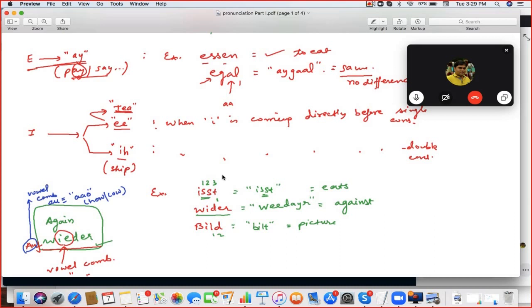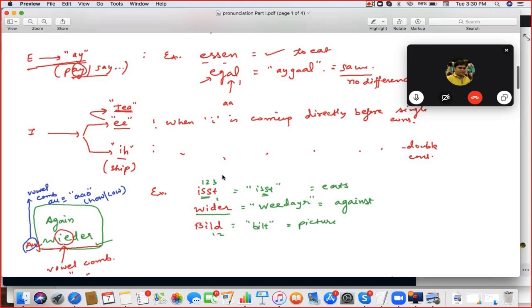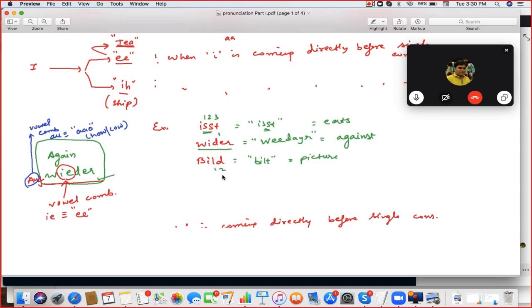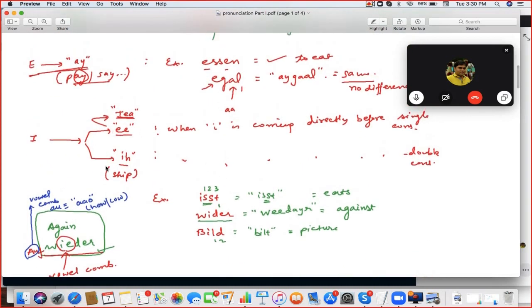So speak the examples: ist, wieder, and bild. Something similar to Hindi, where we have choti e, badi e. Long e and short e. After I, if I have a single consonant, that's long e, otherwise it's short e. Here it's three consonants, so short e: ist. And here after I, it's only one consonant.